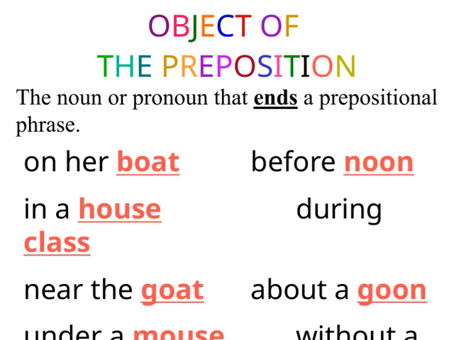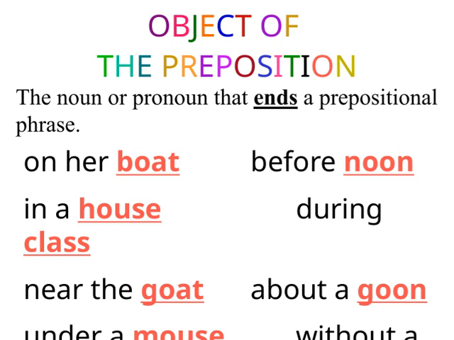All right, let's take a closer look at slide 5. Here, we're focusing on the object of the preposition. This is the noun or pronoun that ends a prepositional phrase. For example, in the phrase "on her boat," the object of the preposition "on" is "boat." Similarly, in "before noon," "noon" is the object. Notice how each phrase has a preposition, like "in," "near," or "under," and then a noun or pronoun that completes the phrase. That's the object of the preposition.